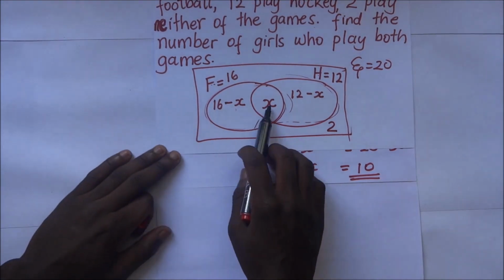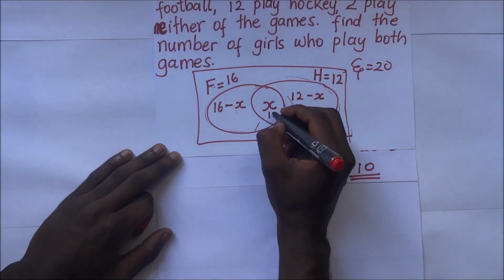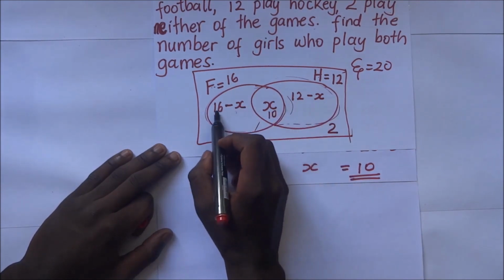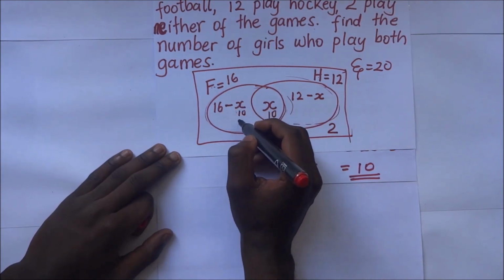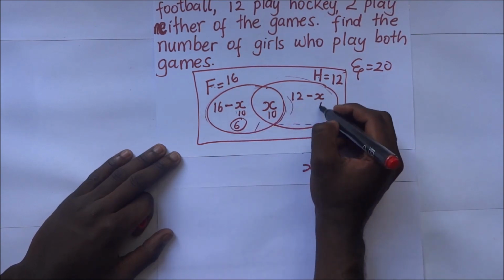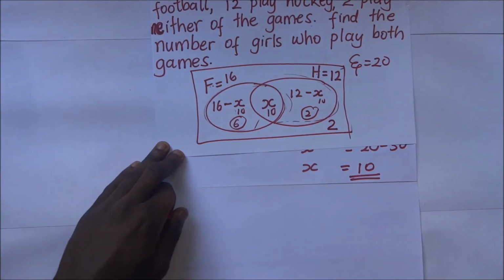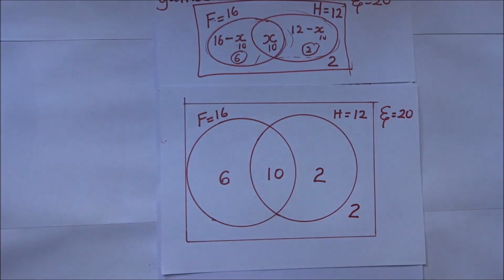So if our value of x is 10, it means the number of people who play both are 10. So it means in our Venn diagram, 16 minus 10 gives us 6, and here 12 minus 10 gives us 2. And so our Venn diagram will change to this. So that becomes our new Venn diagram.